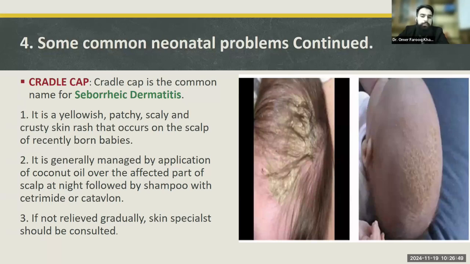Basically, a dermatologist should be consulted if it does not settle on its own, but usually it does settle on its own. Even in our country, people use coconut oil along with yogurt, and the baby's seborrheic dermatitis of the scalp settles within a few days of use of coconut oil and yogurt. So it's a self-limiting disease in more than 90% of the cases. But if it is still not resolving even after homemade remedies, then you need to consult a dermatologist.